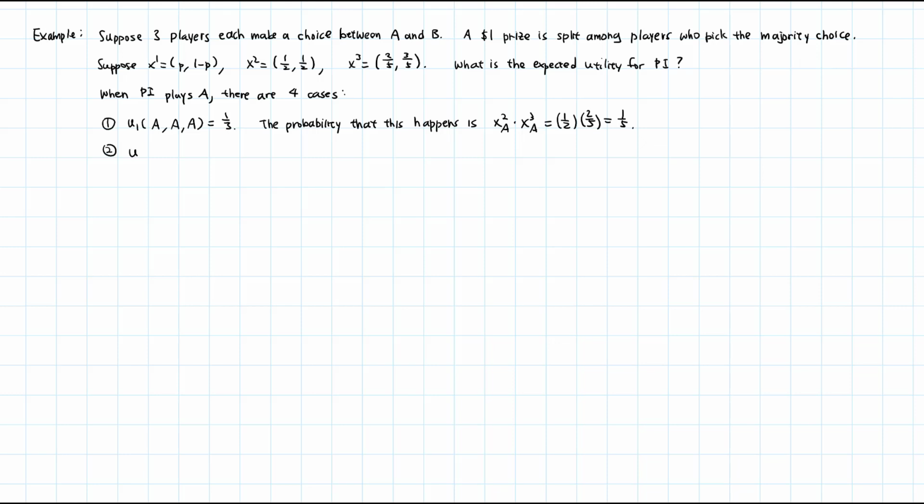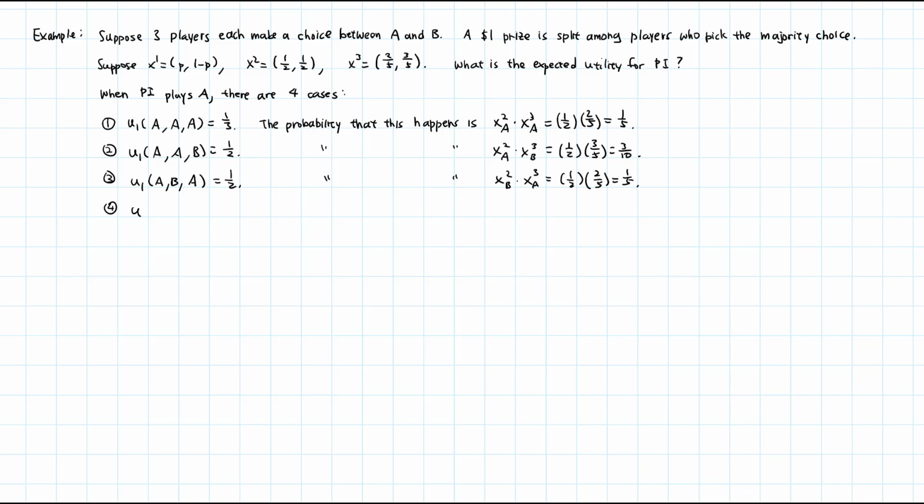In the second case, the utility of AAB is 1/2, as only 2 people have chosen the majority A. The probability that this happens is when player 2 picks A and when player 3 picks B, and that's 3/10. For the case of ABA, the utility is 1/2, and the probability that this happens is 1/5. And in the case of ABB, player 1 did not choose the majority, so the utility is 0. And it does not matter what the probability that this happens is, it's going to be multiplied by 0.